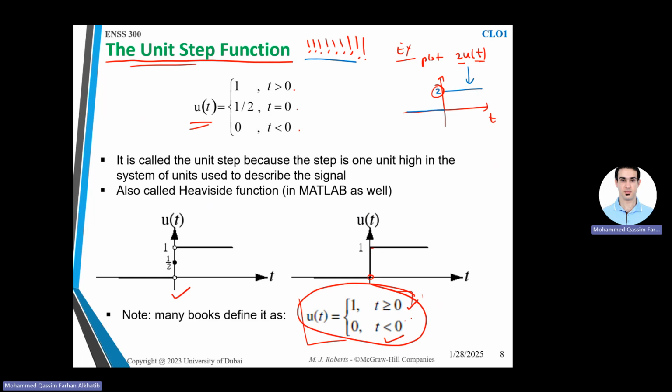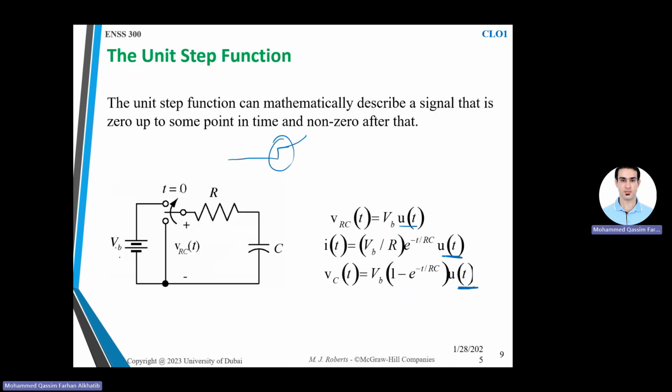Again, many books define it as this. Here it just says that at the transition at t equals 0, in order for the function to have a value, it's given 1 over 2, but that's not very usual. It's usually just modeled like this. In MATLAB, the function could be called from the signal processing library, I believe, the Heaviside function. Why is it called the unit step function? Because the amplitude is 1 unit. So here is an example of a unit step function.